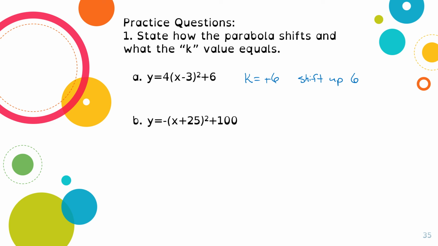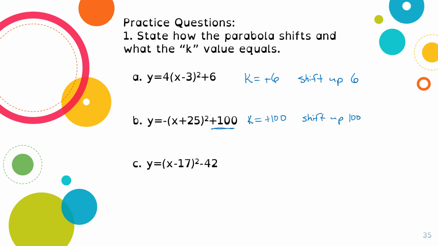All right, part B, y equals -(x + 25) all squared plus 100. Again, it doesn't matter what these other numbers are doing. We're just looking at what's at the end. It doesn't have to be at the end, but it usually is. It's what we're adding outside of the brackets. So k is equal to plus 100. Well, if it's positive, then we're shifting up, and the number 100 is how many units we shift. We're shifting up 100 units.